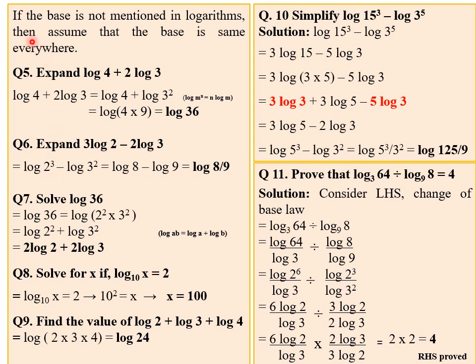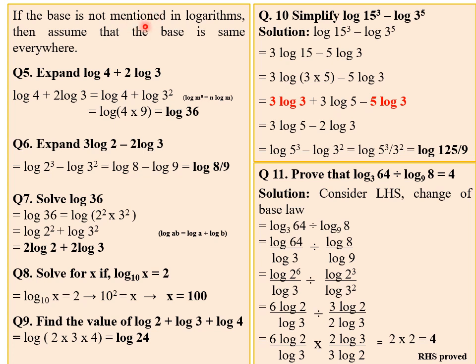Now we have a few more problems here. This is the law which we have already discussed. A quick revision on this. If the base is not mentioned in logarithms, then assume that the base is the same everywhere. As soon as you see the problem, you might be confused if the base is not mentioned, and you might get stuck solving the problem further. So this rule is very important for you to remember. If the base is not mentioned, just assume that the base is the same in all the terms and go ahead with the problem.